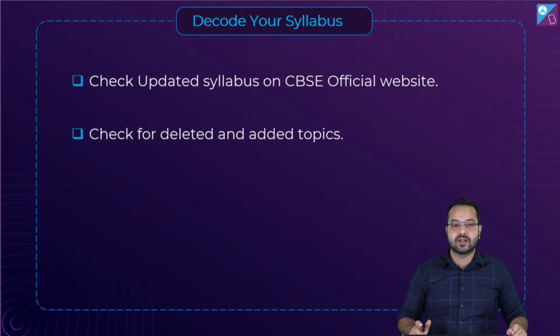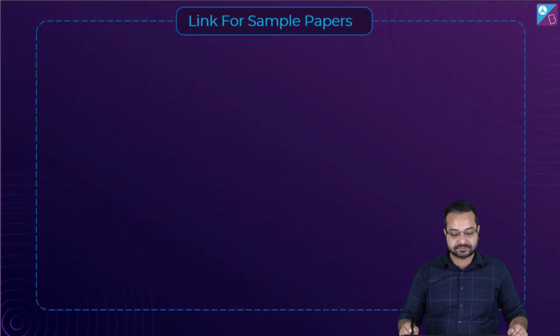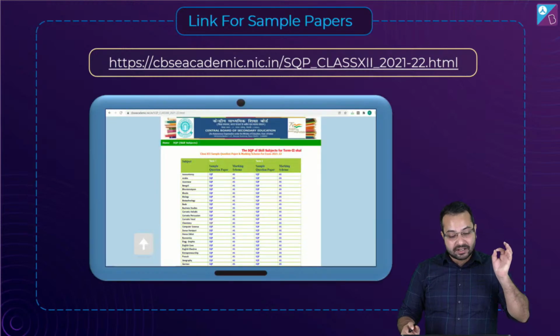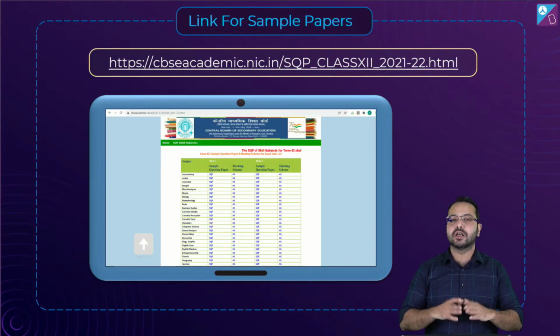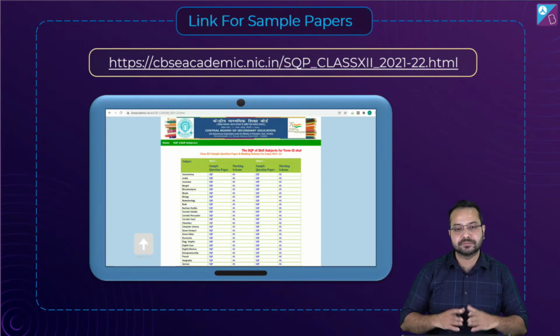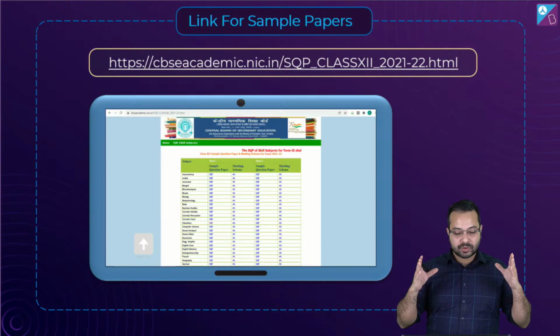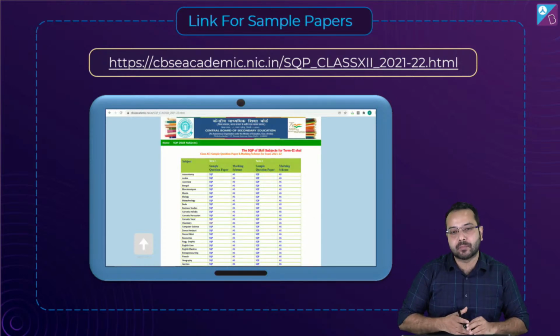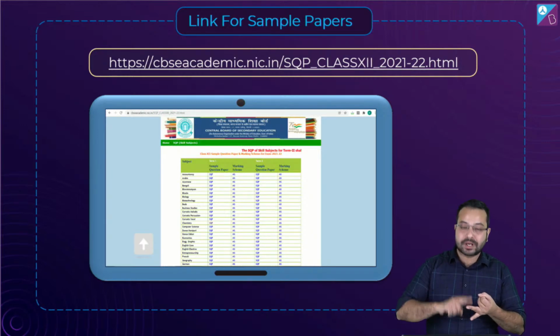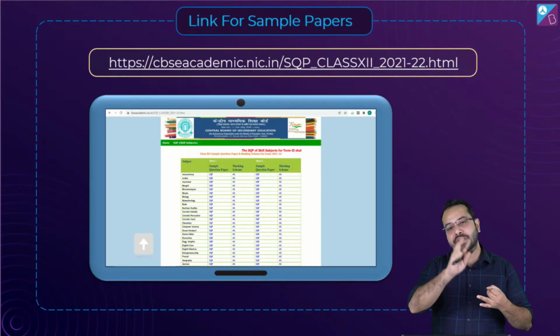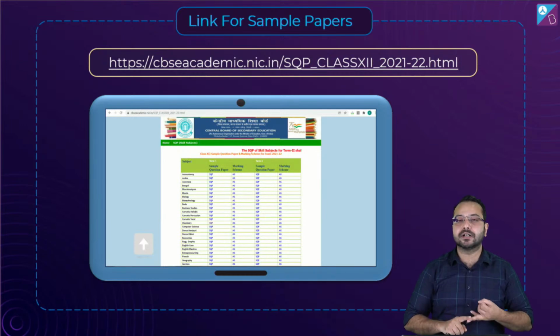Once you have done that, there are sample papers provided by CBSE. The link is given in the description box. You can also Google it. The sample papers are extremely important. Looking at the sample paper, you'll understand the pattern, and it also gives you a little idea of the difficulty level.